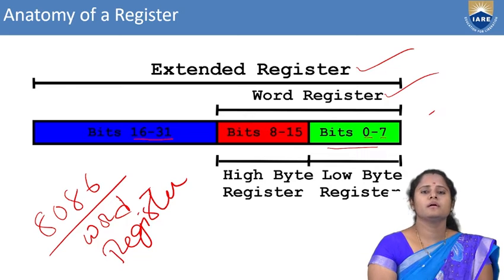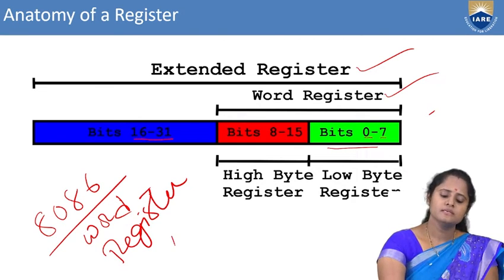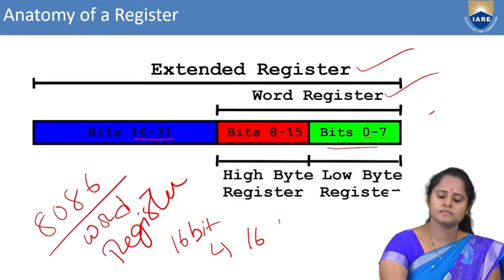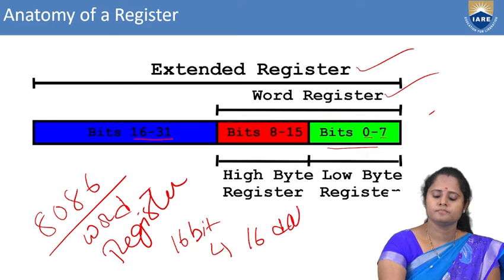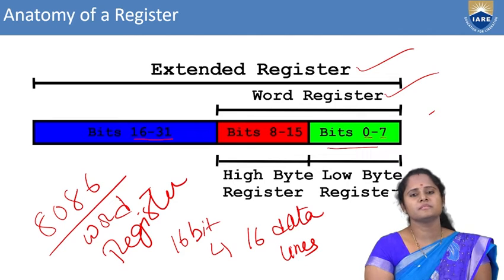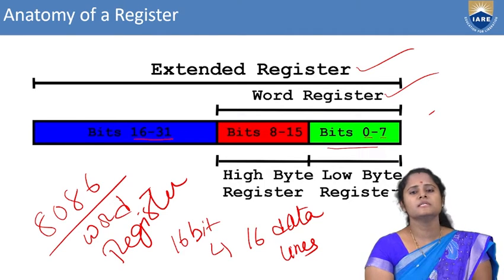because the 8086 can only access 16 bits, because it has 16 data lines. So all the registers in the register organization, we have so many registers, and the number of bits they can access is 16 bits.